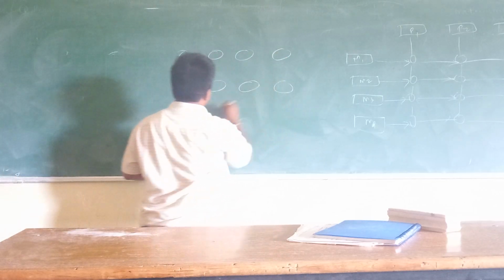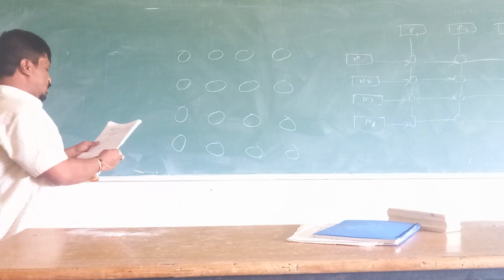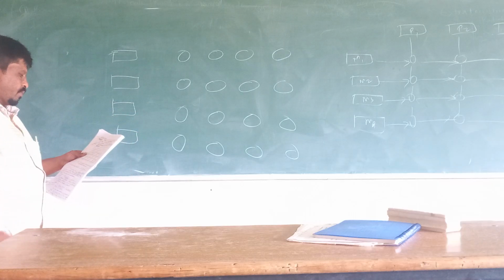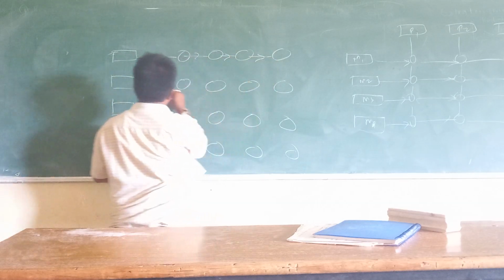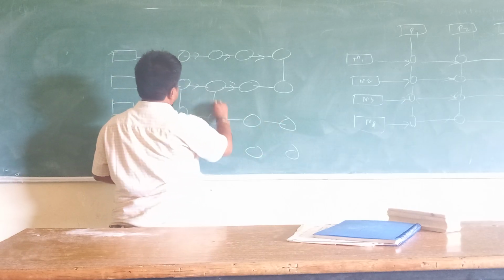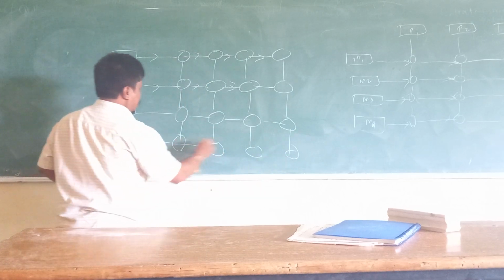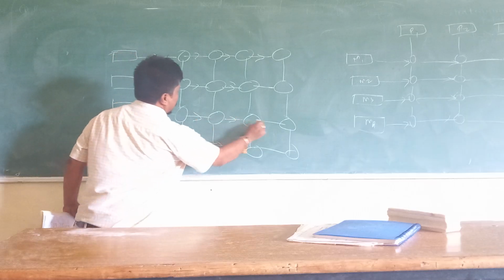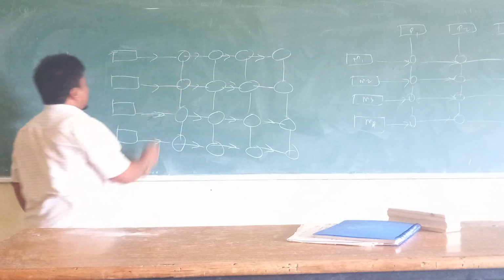How many switches here? 16 switches I am using. And how many processors? 4. This I will be showing here with unidirectional links. These are from the left side to the right side. These are all unidirectional ones, and then we need to connect them to each other.